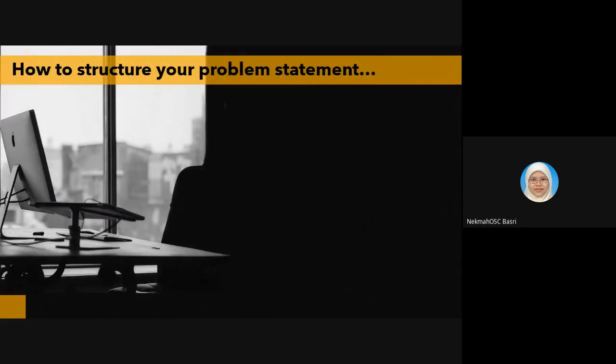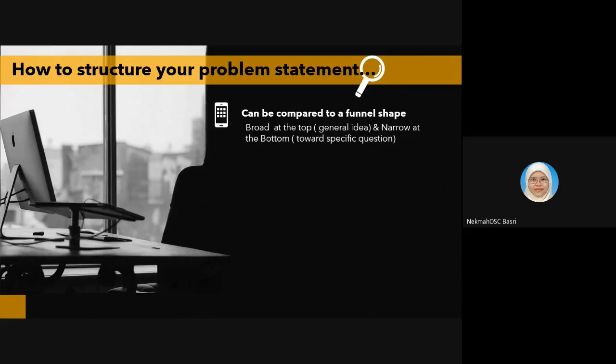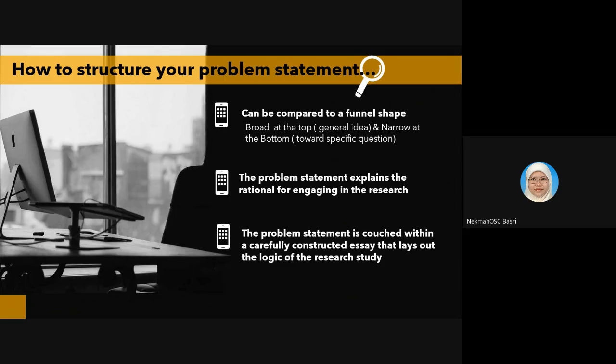Okay, how to construct your problem statement? It can be compared to a funnel shape, broad on the top with a general idea, narrowing at the bottom towards the specific question, and the problem statement explains the rationale for engaging in the research. And finally, the problem statement is couched within a carefully constructed argument that lays out the logic of the research study. It contains four elements: context, significance, gap, and purpose.